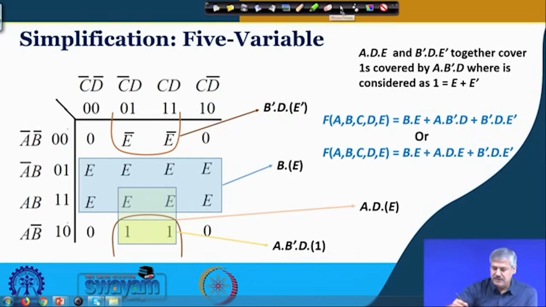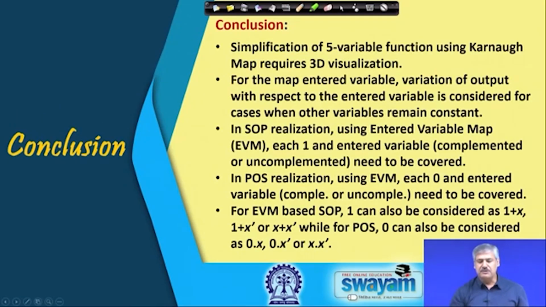So, with this we come to the conclusion of today's class. Simplification of 5 variable function using Karnaugh map requires 3D visualization, whether it is reflection map or overlay, by which the adjacency can be found. For the map entered variable, the variation of output with respect to the entered variable is considered for cases when the other variables of the function remain constant.